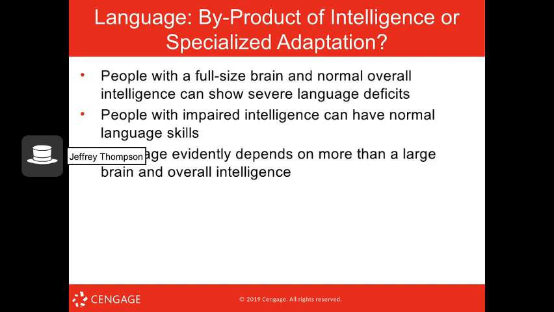Let's make it more confusing. People with a full size brain and normal intelligence can show severe language deficits. But people with impaired intelligence can also have normal language skills. So our brain and intelligence don't seem to be strongly related with our language skills. So it's not just our brain and intelligence that will determine our competency with language.